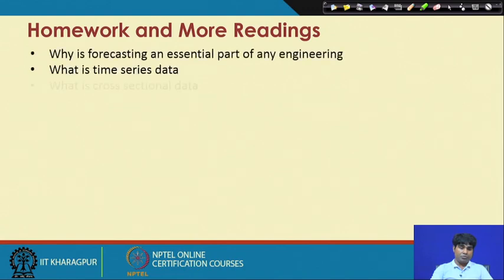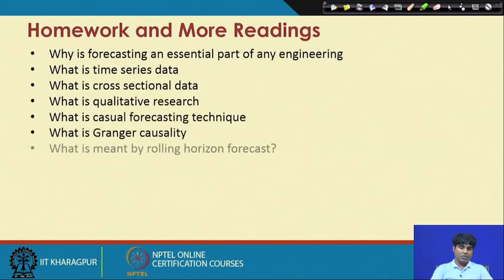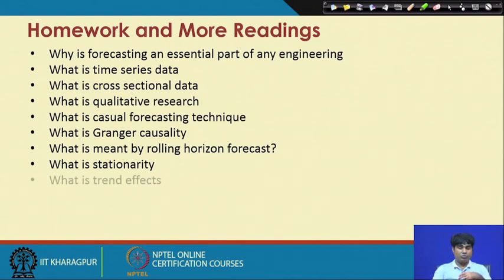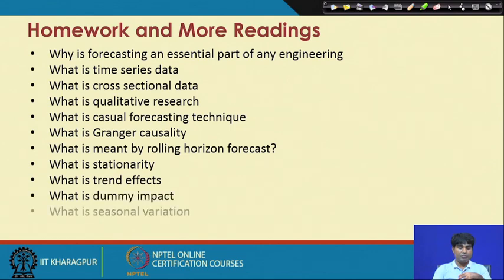And then some homework. The homework questions are: why is forecasting an essential part of any engineering, why is it very useful for time series data but not so useful for cross sectional data, something more about qualitative research, the causal forecasting technique, Granger causality, then the stationarity issue, and some of the issues very useful for trend effects, what is the dummy effect, and seasonal variations. These are all very useful for future engineering requirements where we need to do better forecasting and better predictions.